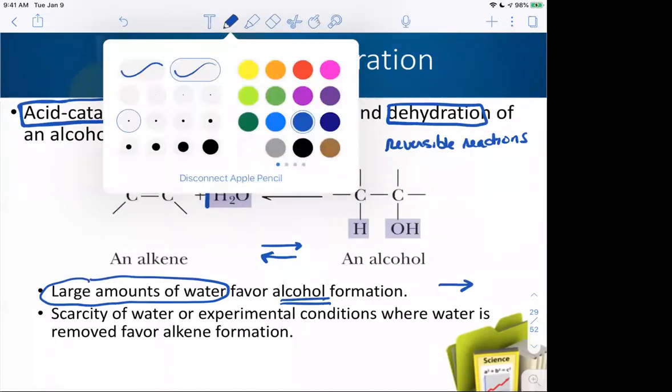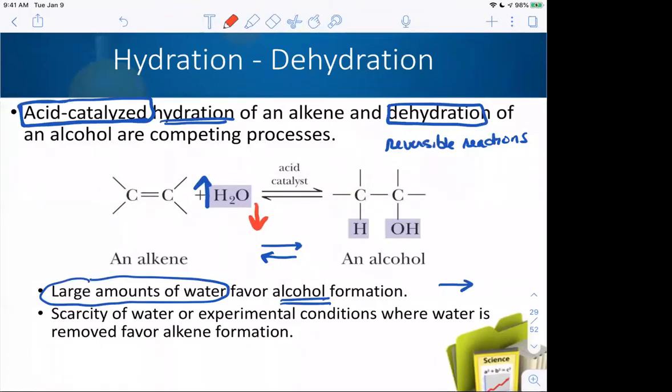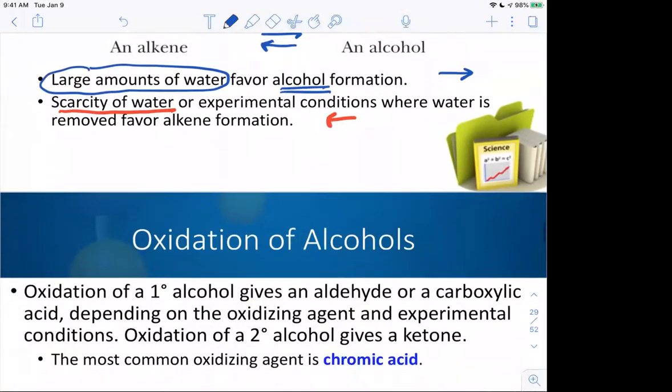If I somehow reduce the ability, take water out, or I don't have very much water around, that's going to shift things to the left, which is the alkene side. So I can choose conditions in order to favor either the forward reaction, which as written is the hydration of the alkene, or the reverse reaction, which is as written the dehydration of the alcohol, by choosing appropriate conditions.